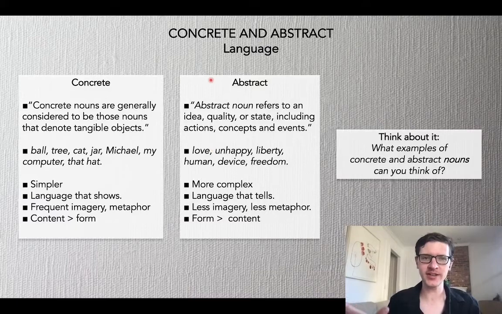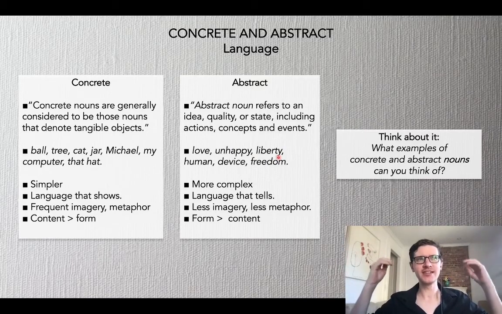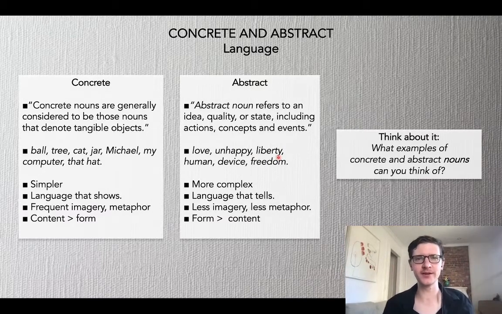Now abstract language. An abstract noun refers to an idea, quality, or state, like a state of mind or being, including actions, concepts, and events. So for example, words like love, unhappy, liberty, human, device, freedom. These are a lot more general. When you just hear the word liberty, there's no picture in your head of liberty, or of freedom. It's sort of empty. You know what it means, right?